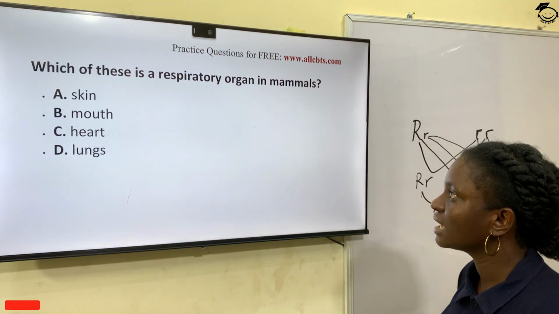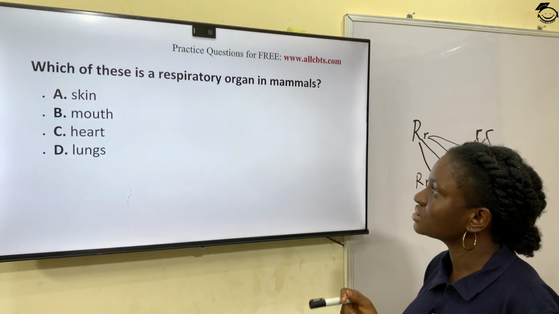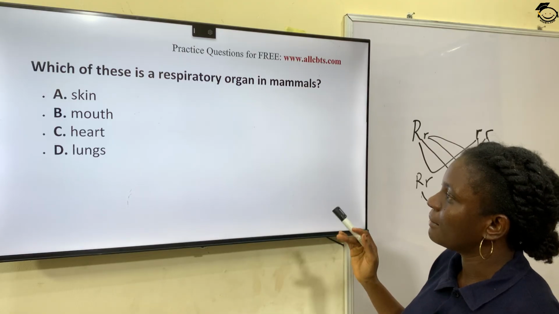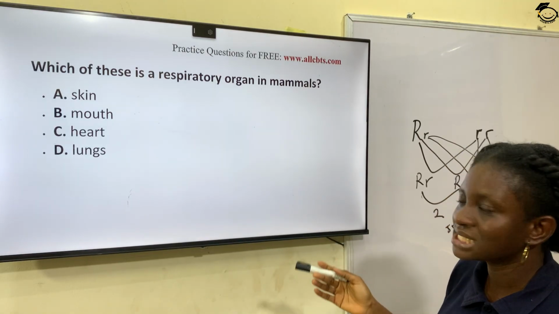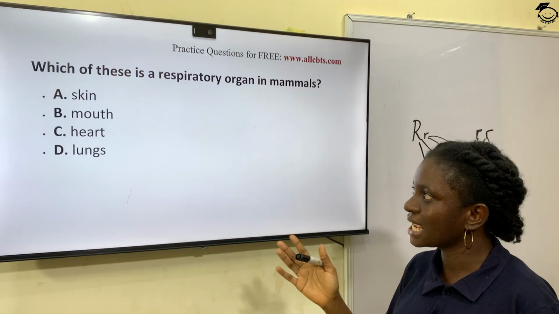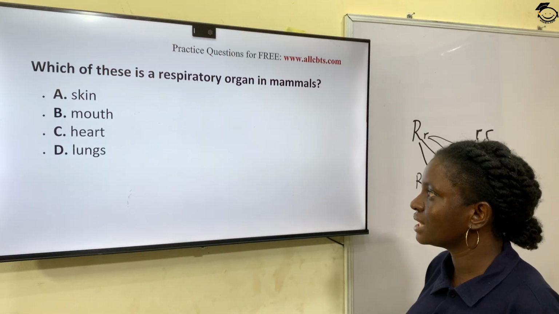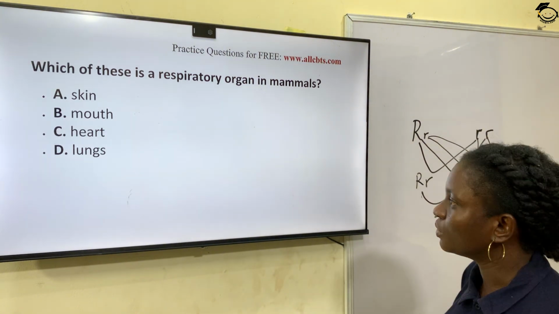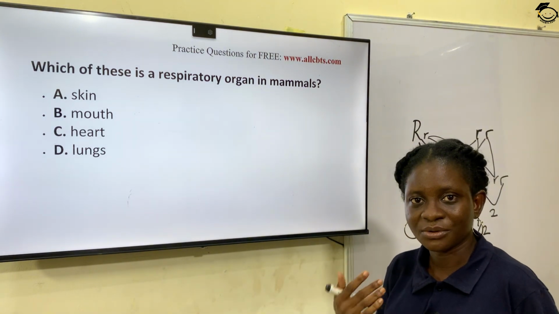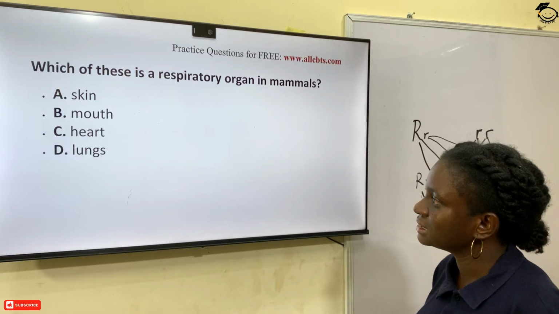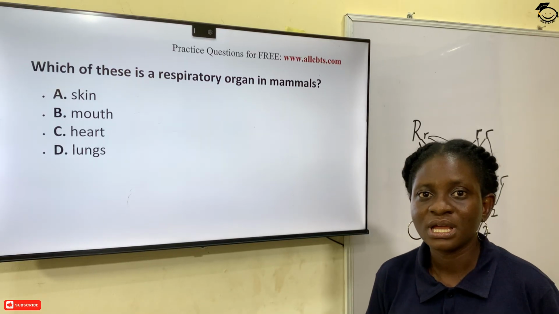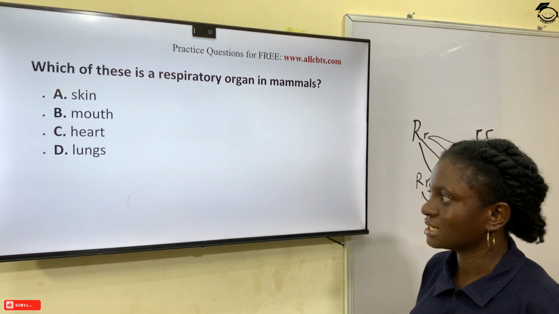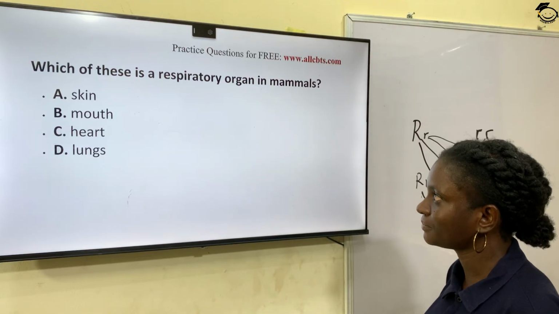Bacteria. Next question. Which of these is a respiratory organ in mammals? So which of these is a respiratory organ in mammals? A. Skin, B. Mouth, C. Heart, D. Lungs. So the lungs are a respiratory organ in mammals. They are mainly used for gas exchange, breathing. So the correct answer is D. Lungs.